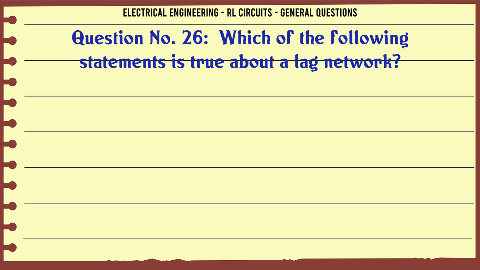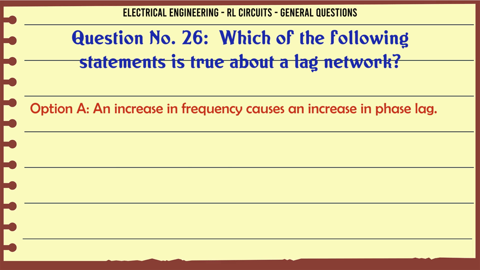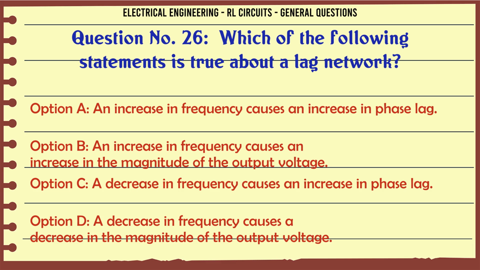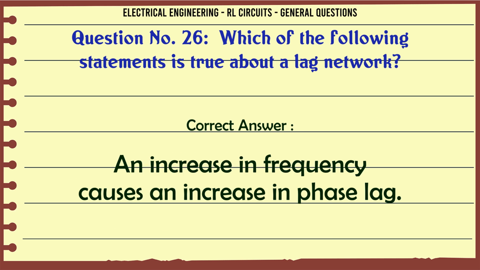Which of the following statements is true about a lag network? A. An increase in frequency causes an increase in phase lag. B. An increase in frequency causes an increase in the magnitude of the output voltage. C. A decrease in frequency causes an increase in phase lag. D. A decrease in frequency causes a decrease in the magnitude of the output voltage. The correct answer is an increase in frequency causes an increase in phase lag.